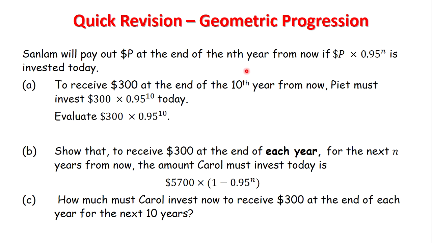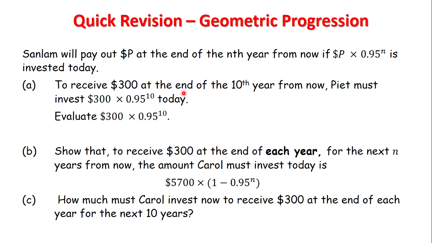So when you invest a certain amount, for instance in part A, how much will Sanlam pay? Here in this part, they say you get $300 at the end of the 10th year from now. So how much should he invest today in order for you to get that $300? Well, this is very simple. You just use the formula, you calculate, and you substitute. This is easy, straightforward stuff.